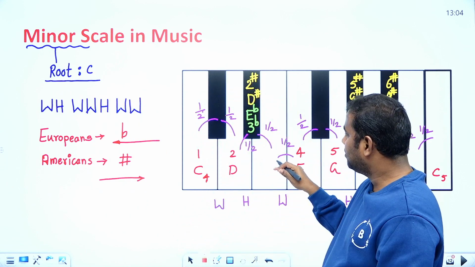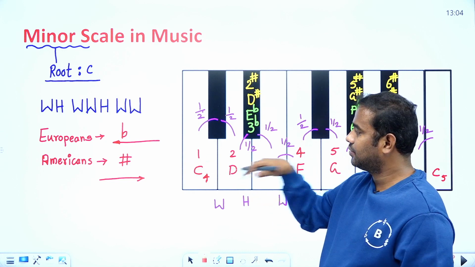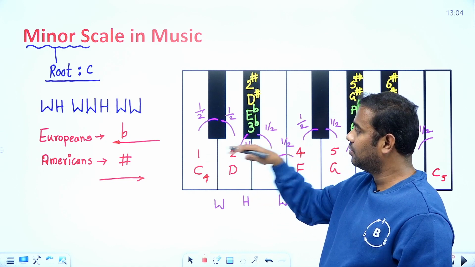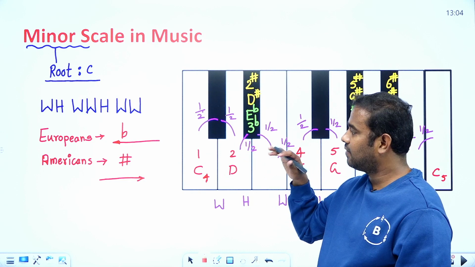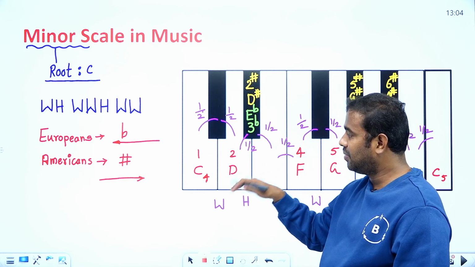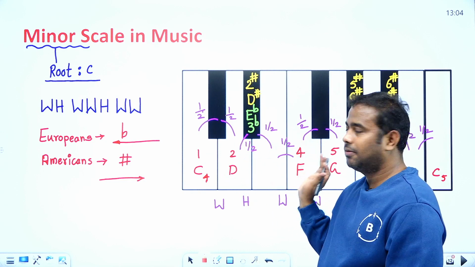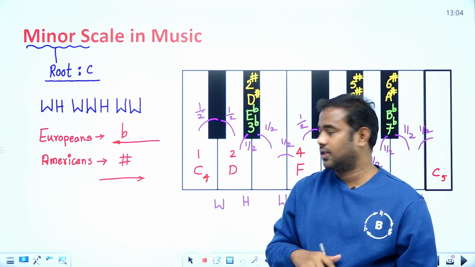So if you are going to give the notations in this direction, you are going to remember easily. Whether you want to remember in the form of a flat or in the form of a sharp, that all depends on us. So it's nothing more than this.